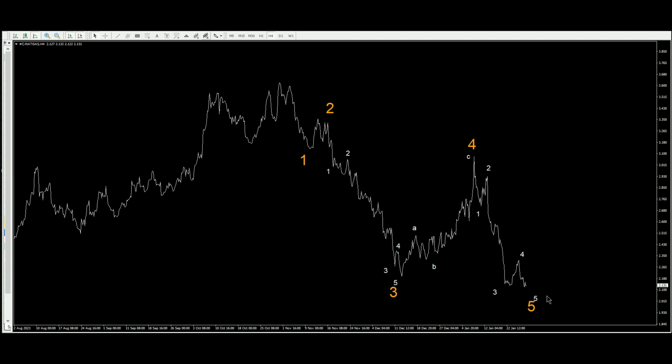Okay, let's see, can we find a support, and maybe we can use Fibonacci for find end of wave 5. Maybe I can't say 100%, but maybe end of wave 5 is this number, 2.006.